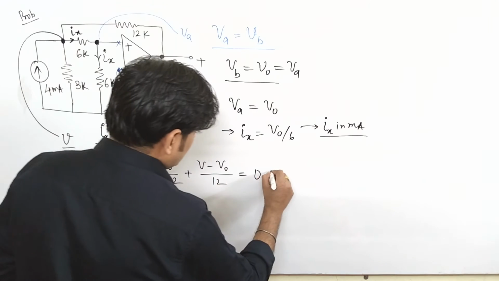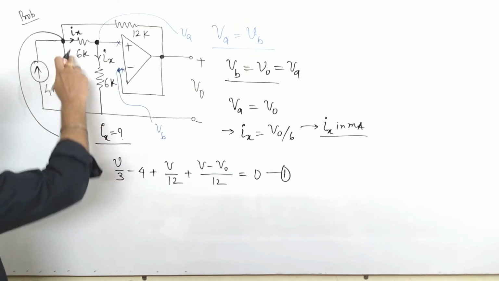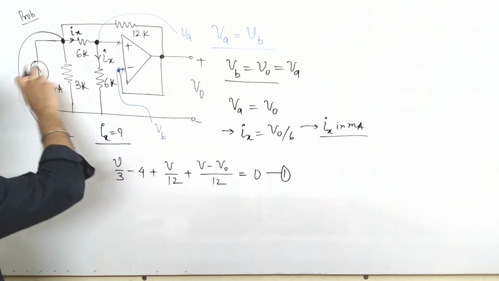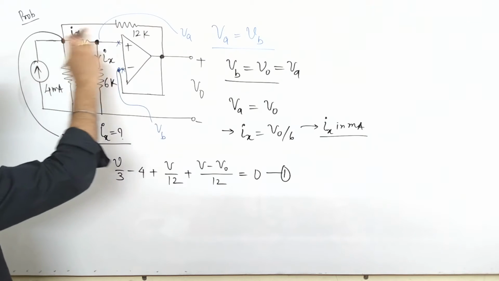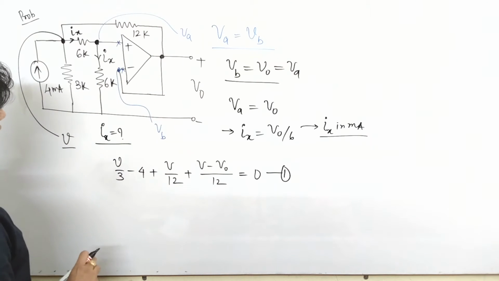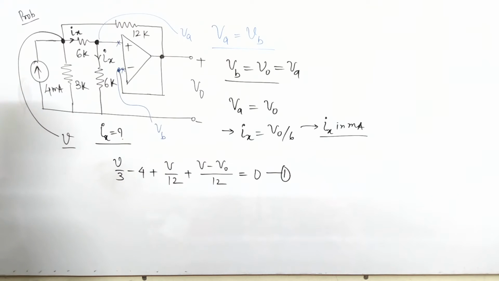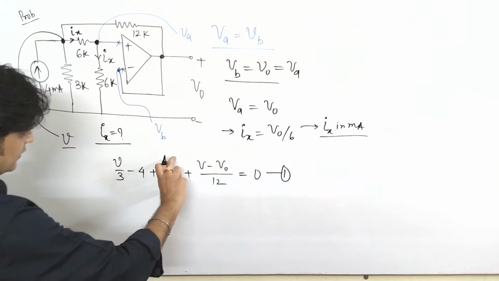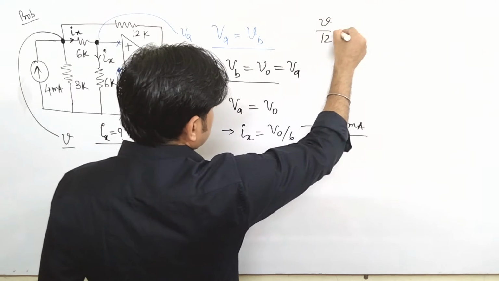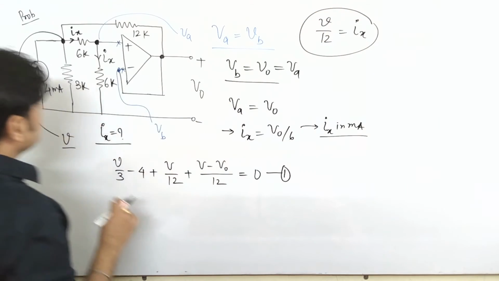So this is your equation first. Simply it is V by 3, V upon 12, this current is coming towards the node, or V minus V naught upon 12. Now can you say this V upon 12 is basically your Ix? I already said Ix is in milliampere.